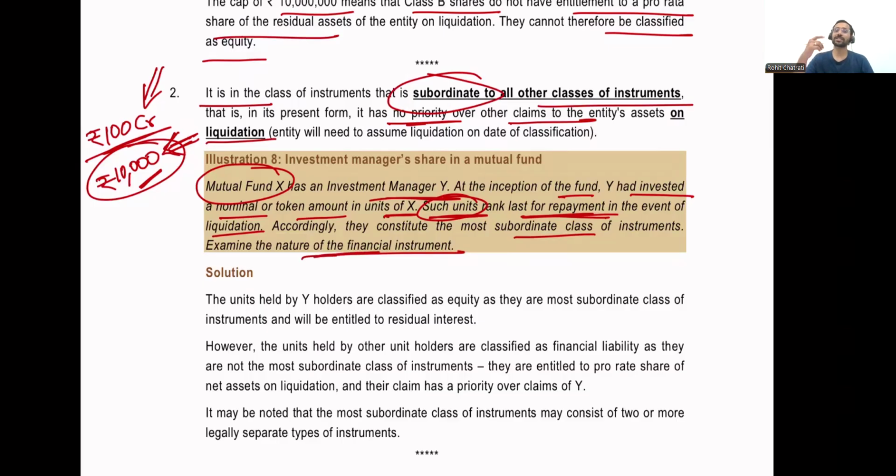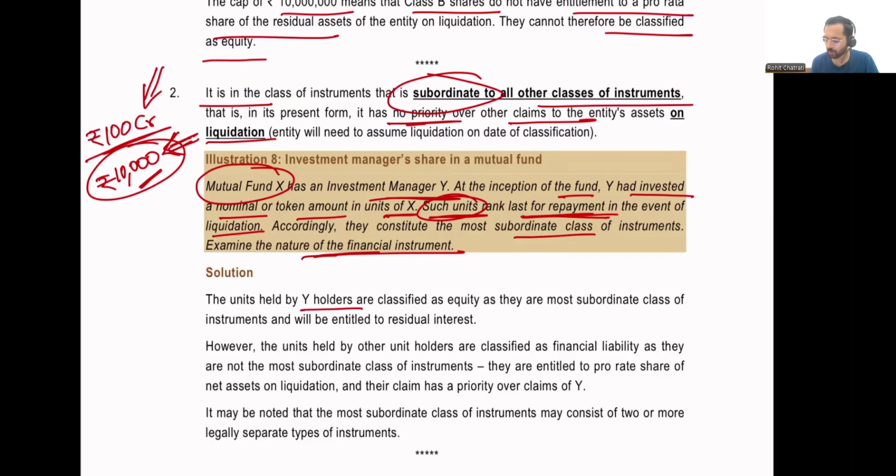Since Class B over here, which is the units held by investment manager Y, is subordinate to all the other classes of instruments, only such units will be classified as equity. The units that are held by external unit holders are not subordinate to all other classes; they have a priority over Class B. Class B is going to receive last. Class A has a priority over Class B, and hence it fails condition 2 and therefore will be classified as financial liability. All right, let's read the solution.